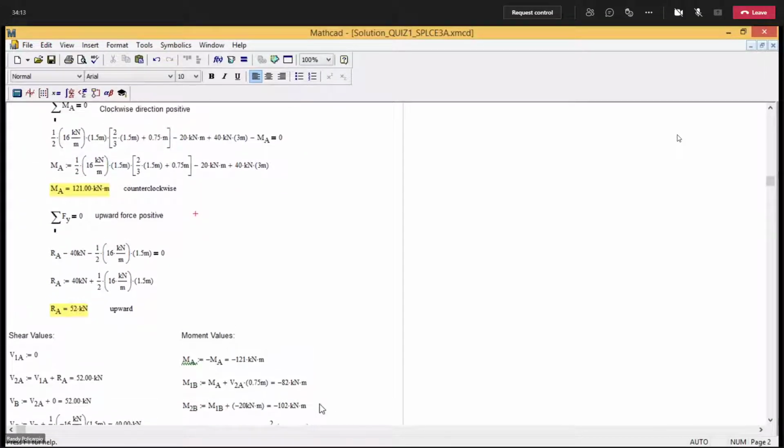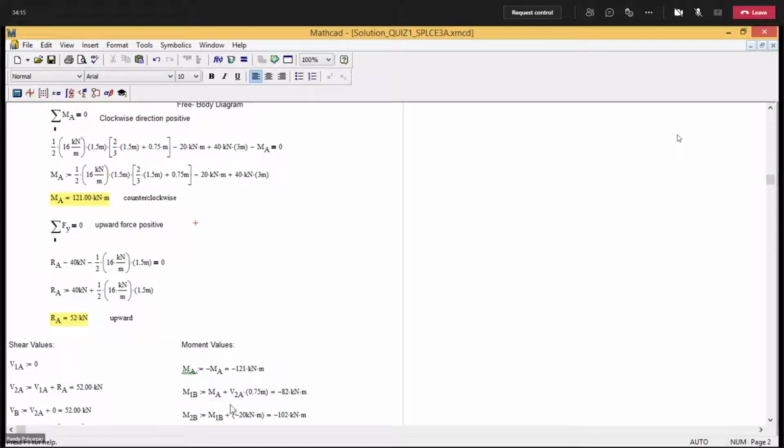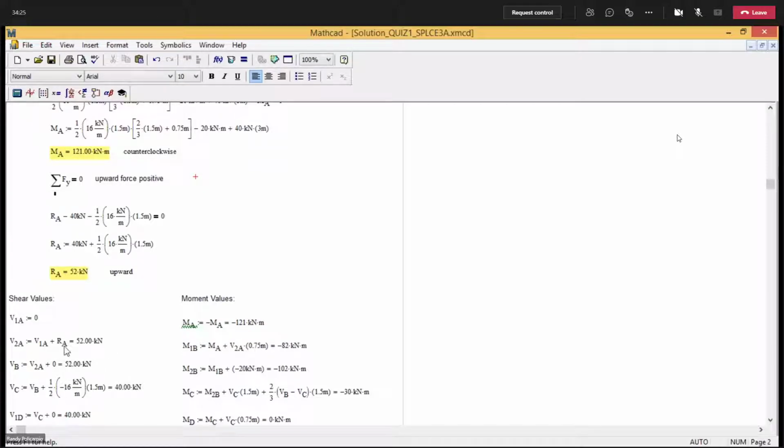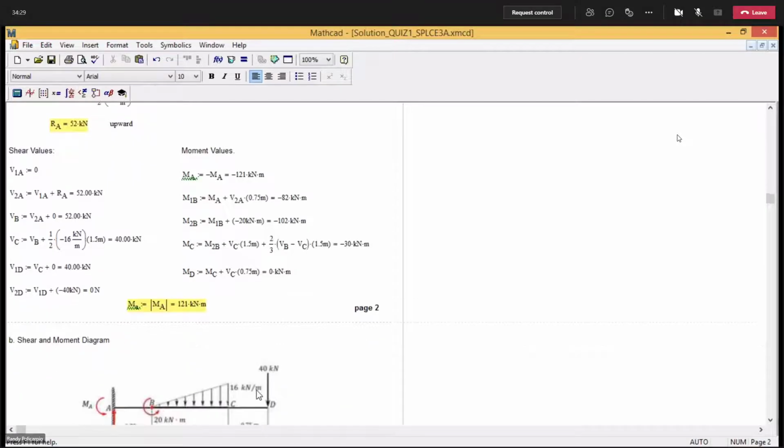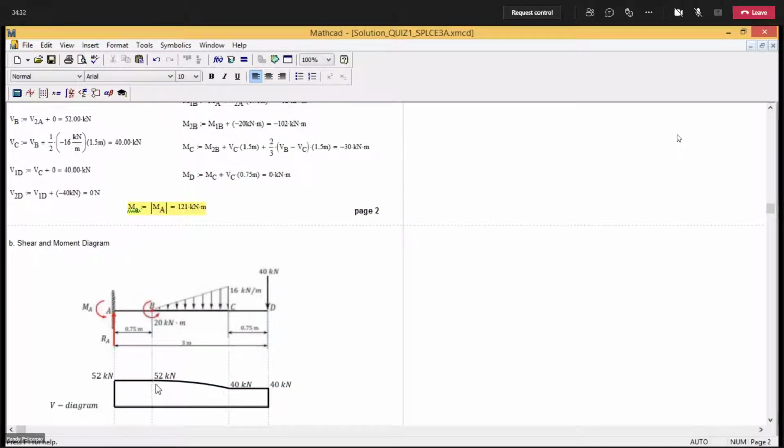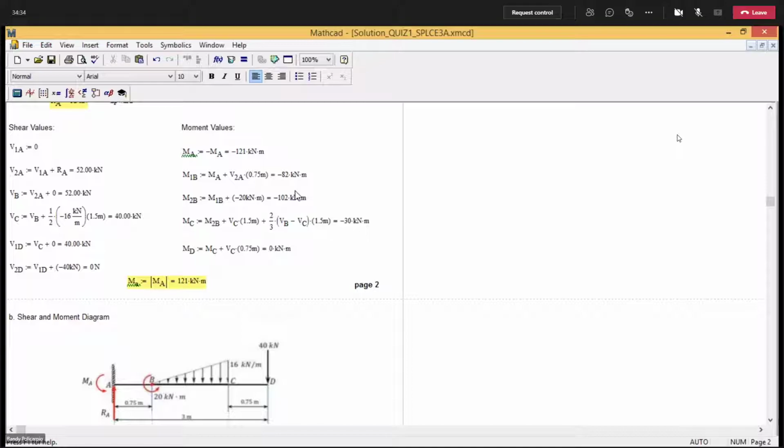So this is our diagram. M1B is the previous MA plus the area of your shear diagram, which is a rectangle. So the shear 52 multiplied by 0.75. This is the rectangle itself. And this is equal to negative 82. And then at M2B, the second moment at point B, this time you're going to consider the couple. And the result is negative 102.